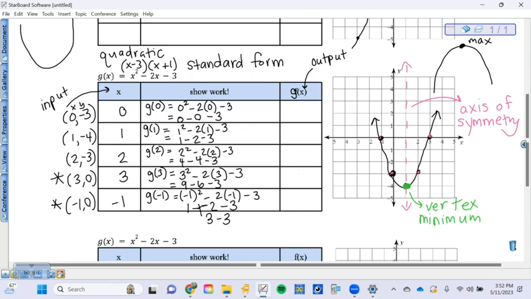Questions? Comments? Concerns? All right. You guys got the rest of class to finish up this packet, and you're going to turn in the packet as well as the Thursday paper. Packet plus Thursday paper.